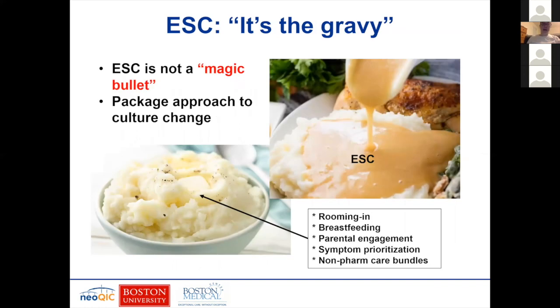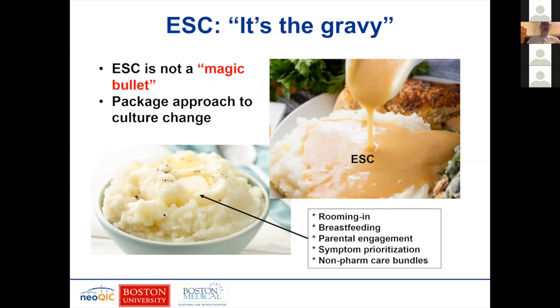So bottom line, it's the gravy. It's not a magic bullet. It's really a package approach, and all of the articles have shown that you have rooming in and breastfeeding and parental engagement and all of these things. And once you've done that, to have this more function-based, more family-friendly approach to scoring and assessments fits very well within this package. And I think that's a reason to consider doing it.